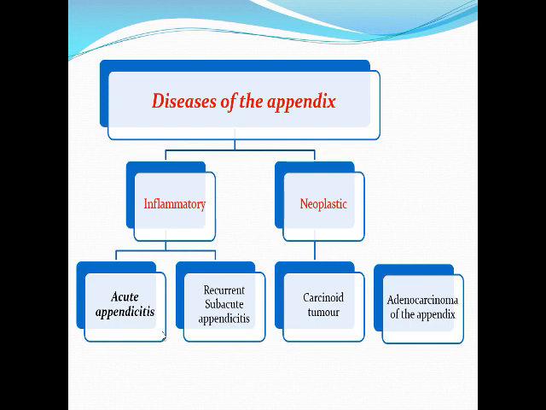What are the diseases that might happen to the appendix? Sure, our main topic here is acute appendicitis, but it might be a recurrent acute attack, or a tumor, adenocarcinoma, or carcinoid tumor. You have to know some information about carcinoid tumor of the appendix. You are going to study this carcinoid tumor in the oncology module.